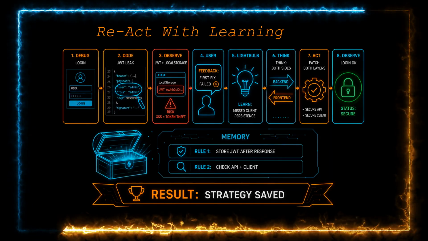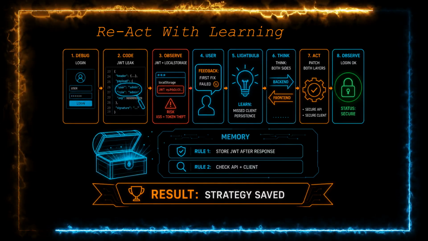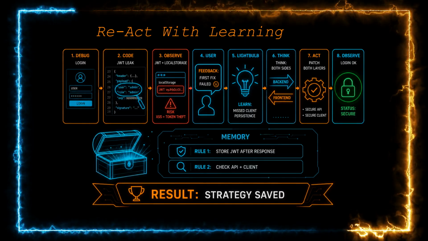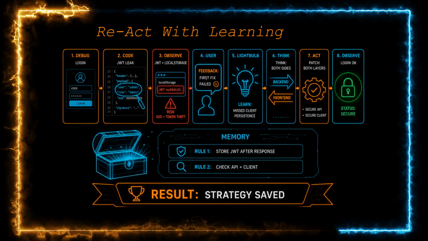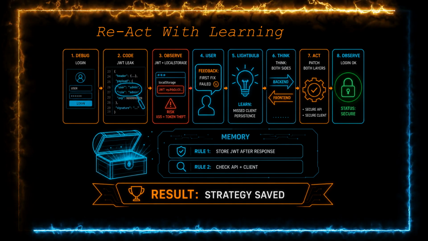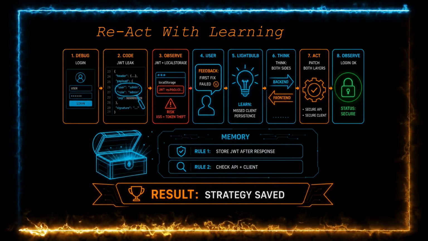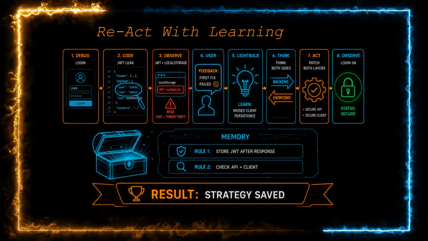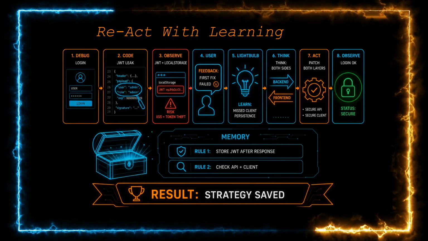Act: apply fix and update client logic. Observe: login now works correctly. Update memory/strategy: always ensure JWT is stored after successful login response. Check both back-end response and front-end persistence. Final result: login bug fixed with improved token handling strategy learned for future cases.